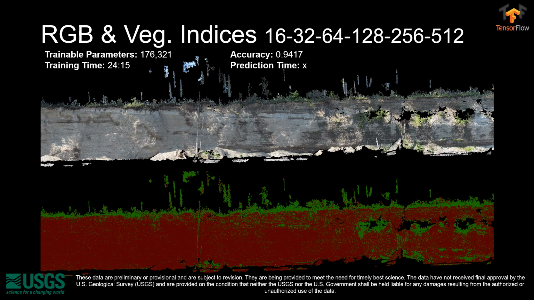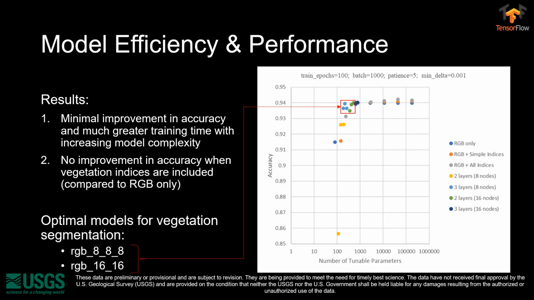Similarly, when we add in all the different vegetation indices that we computed here, which is about 12 of them, the trainable parameters were a little higher, but the training time almost doubled. And again, a very minor bump in accuracy. So we didn't even run the prediction time on this because it took so long to train. All this suggests that there's a very minimal improvement in accuracy compared to how much more time it takes to train that model and how many more tunable parameters there are.